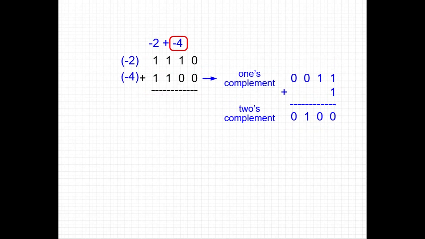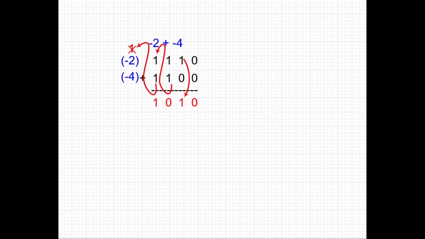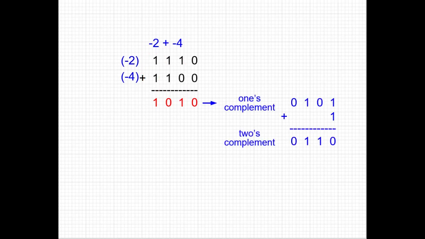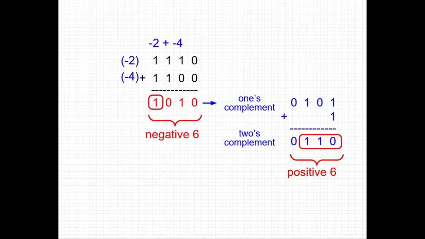Next, we bring in the negative 4, again confirming by taking the 2's complement. And finally, we do the addition. We use 2's complement conversion and confirm that the answer is a negative 6, as expected.